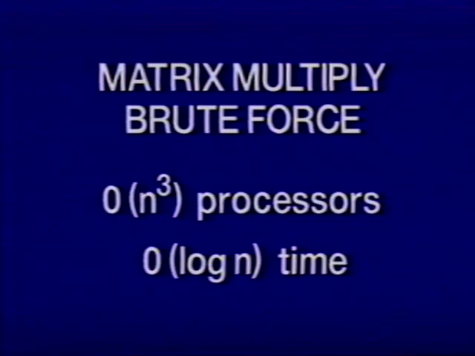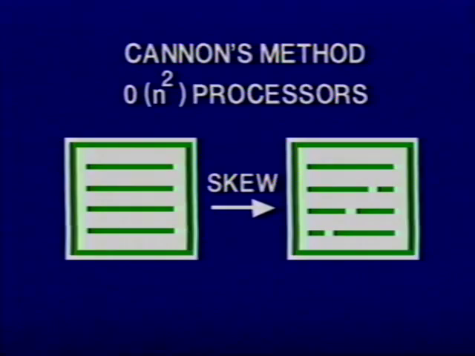Here's another method for doing matrix multiplication that only requires n squared processors. In this arrangement, we take the two source arrays and put them in the same set of n squared processors. And the result will also show up in the same n by n matrix of processors. And we're going to use a very clever technique due to Cannon, which involves pre-skewing the two source arrays.